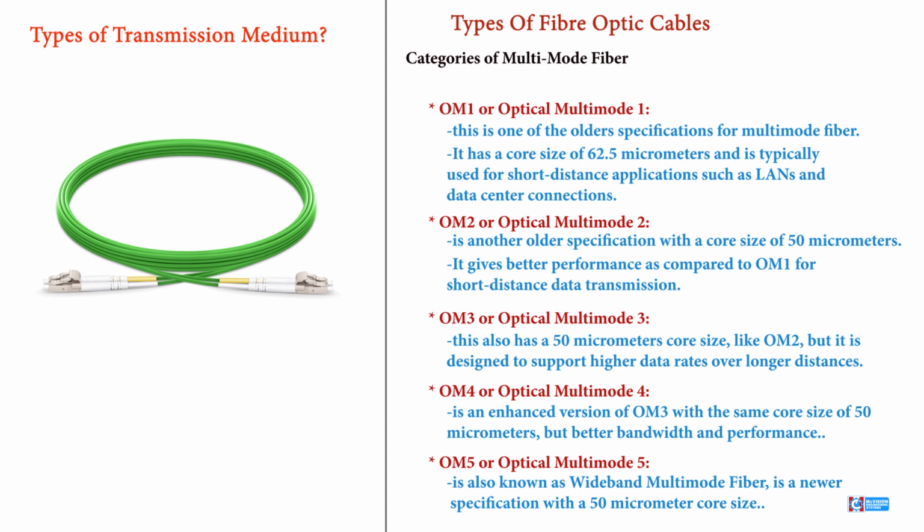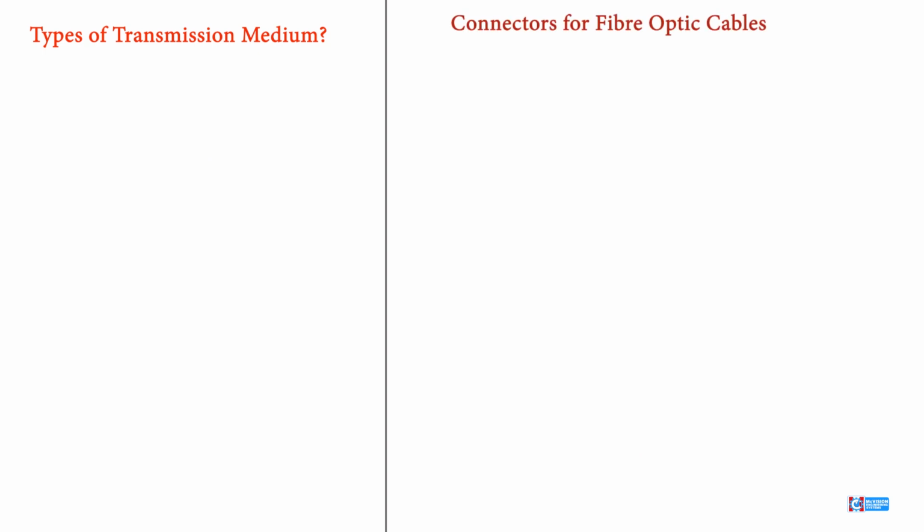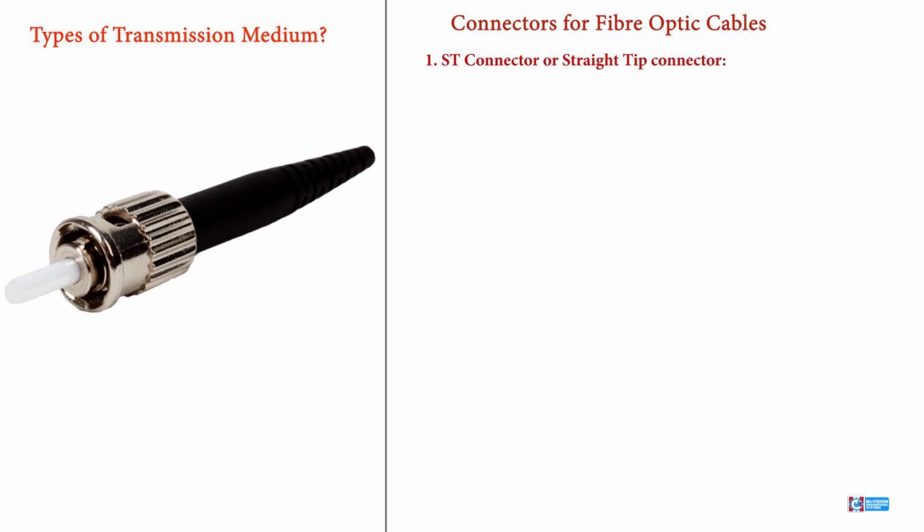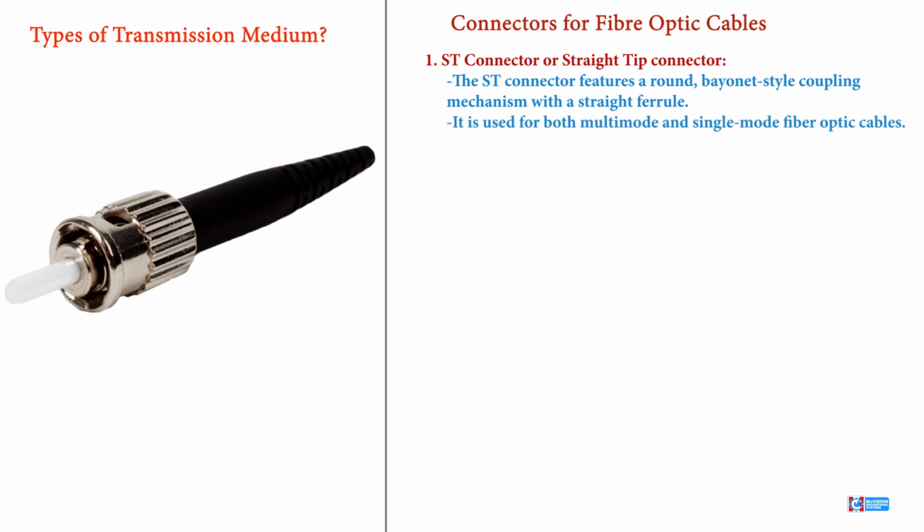To end today's lesson, let's finally look at some common connectors for fiber optic cables. Fiber optic cables use various types of connectors, and the choice of connector depends on the specific application, equipment, and fiber optic cable type being used. Here are some common fiber optic connectors. 1. ST connector or straight tip connector. The ST connector features a round, bayonet-style coupling mechanism with a straight ferrule. It is used for both multimode and single-mode fiber optic cables.